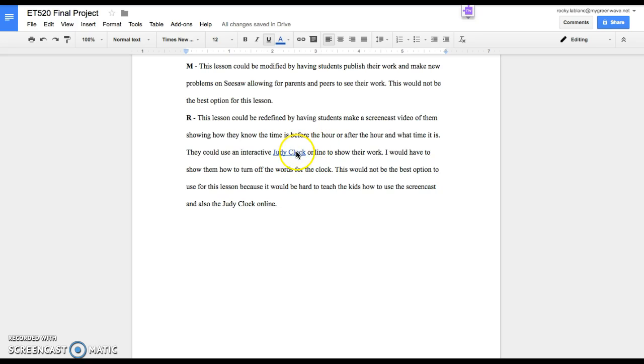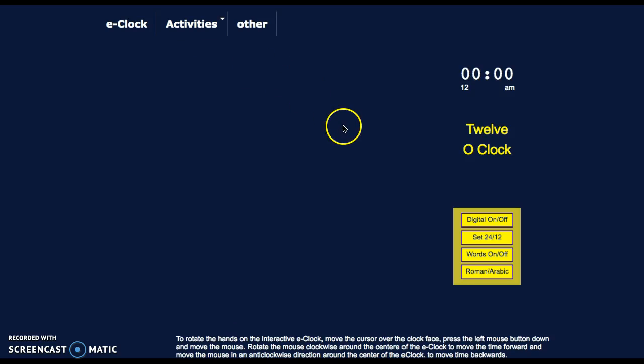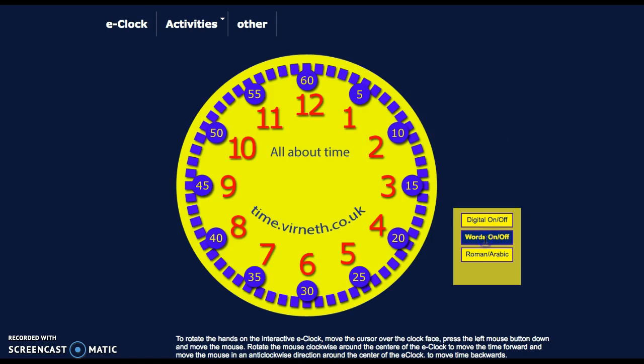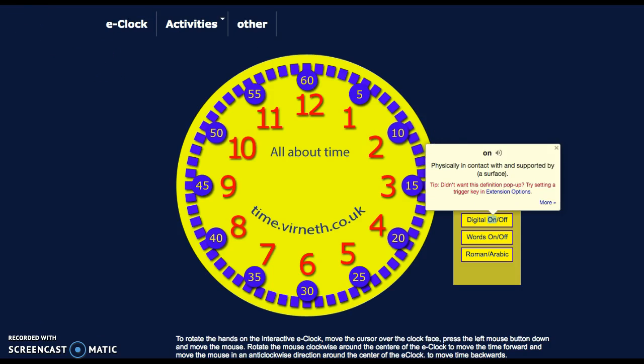This lesson also could be redefined by going to a Judy clock, something new that they're not used to doing. I would have to teach this beforehand of how to use the clock, so it would take some added time. I would like to have them turn the words off and everything too. So yeah, it adds another piece. They could do a screencast of this, make a video, and then post it to our Seesaw account through YouTube just by getting the link.